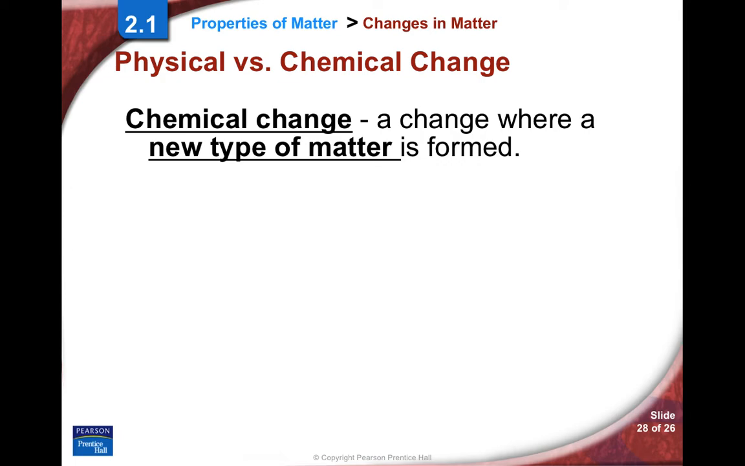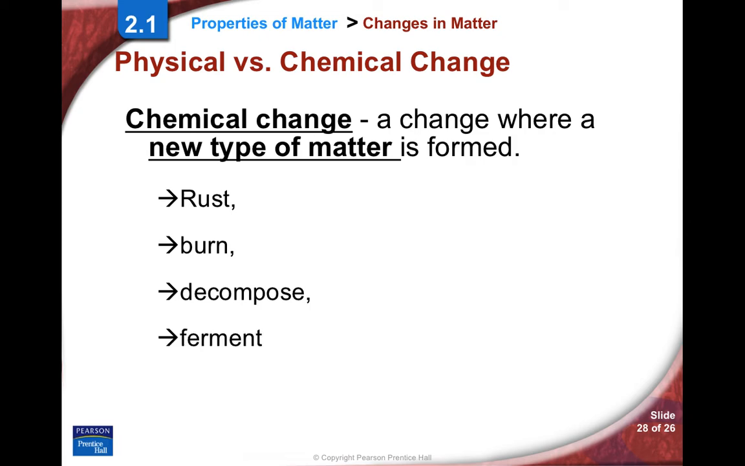Chemical changes happen when a new type of matter forms. Rusting of iron is the reaction of the iron atoms with the oxygen in the air to make a compound. Burning things always is a chemical change. Again, it's reacting with oxygen in the air to make something new. Decomposition, things rotting and that icky stuff, they are changing what they are. Fermentation, okay, is another form. Again, you got your little yeast or whatever, changing sugars into alcohol.